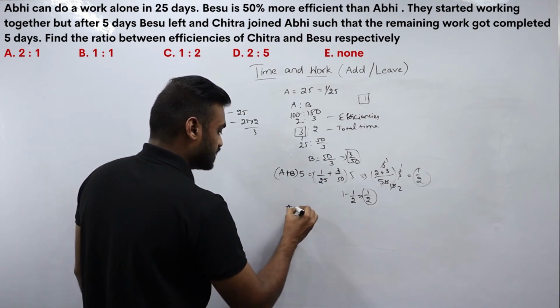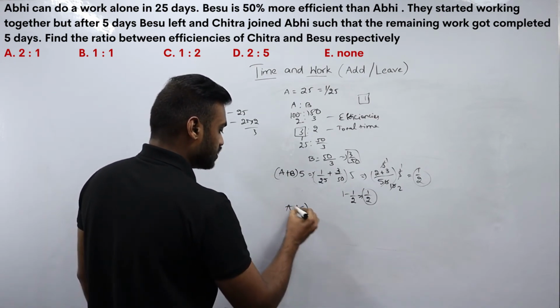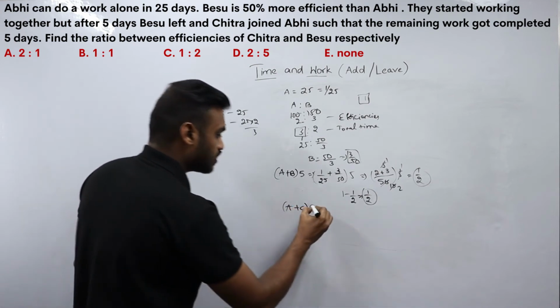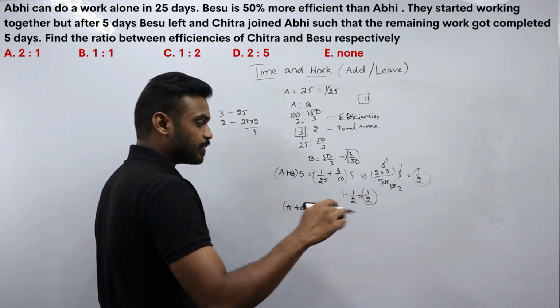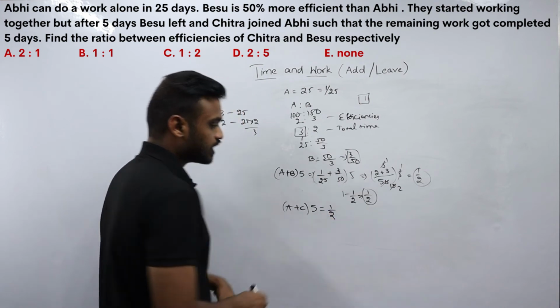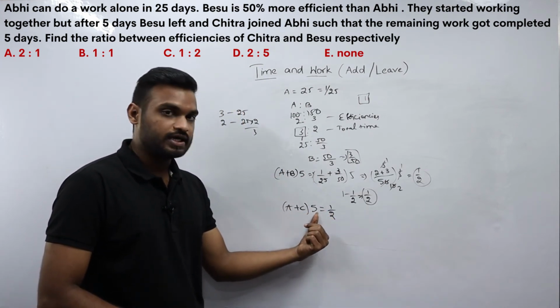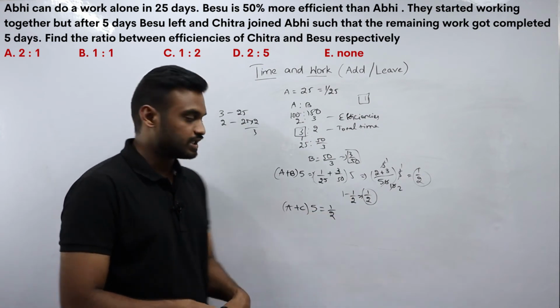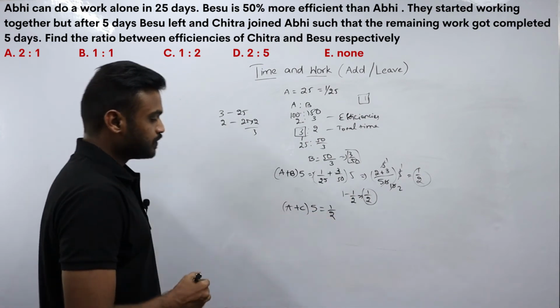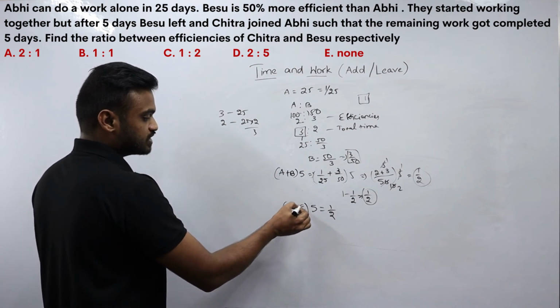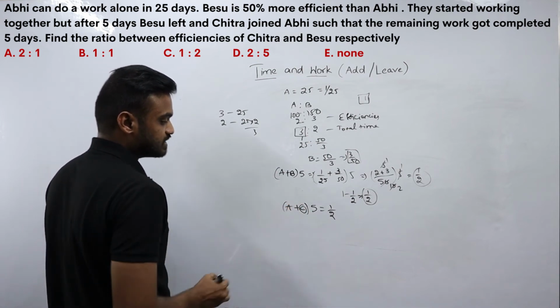After 5 days, Chaitra joined Abhi and they worked together for 5 days to complete the remaining part of the work, that is 1 by 2 part of the work. Now, we don't know what the efficiency of Chaitra is, so I am keeping it as it is.